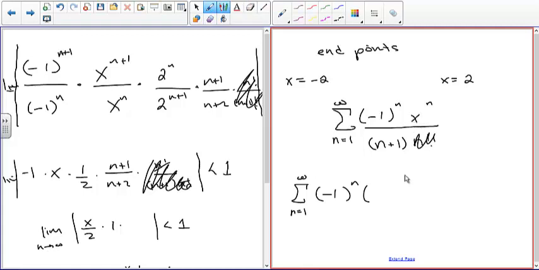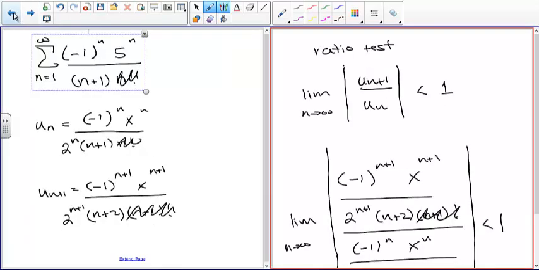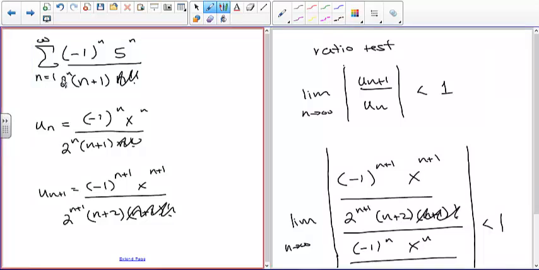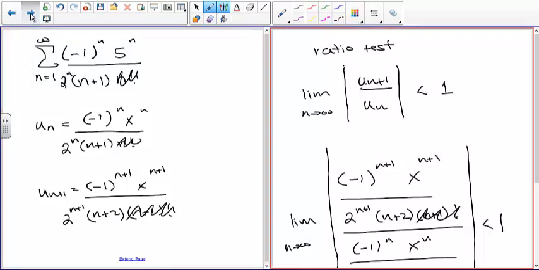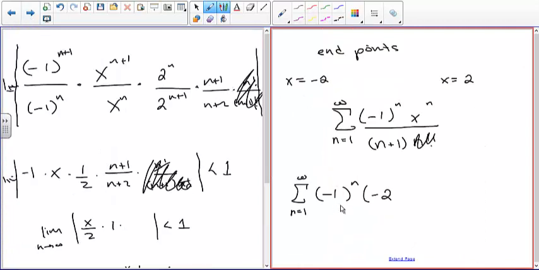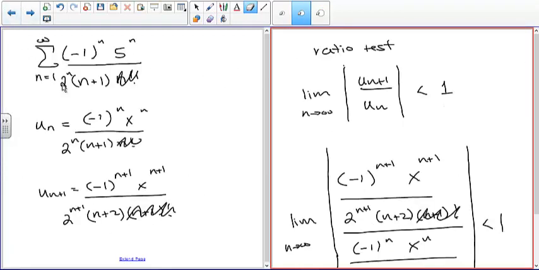So you put in x equals -2. I'm missing something. What is missing here? Oh, because I added this extra term. Yeah, there's a 2 to the n thing in there. Put that in there. 2 to the n. And this, let's make sure I got that right now. -1 to the n, x to the n.